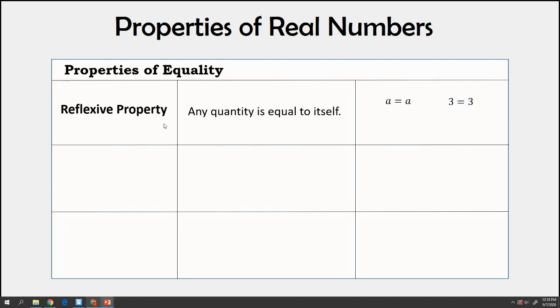3 equals 3, obviously. You can even make it an expression: 9 plus 2 equals 9 plus 2. We know that's got to be a true statement. So any quantity equals itself.